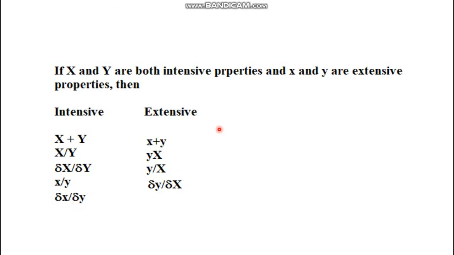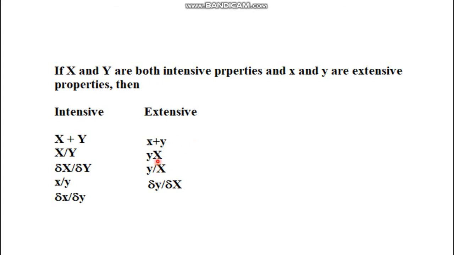Now, how will extensive properties be obtained after combination? If you add two energy terms, then a third energy term will be obtained. Suppose you are adding internal energy with mechanical energy, so you will get enthalpy. So all these are extensive properties.